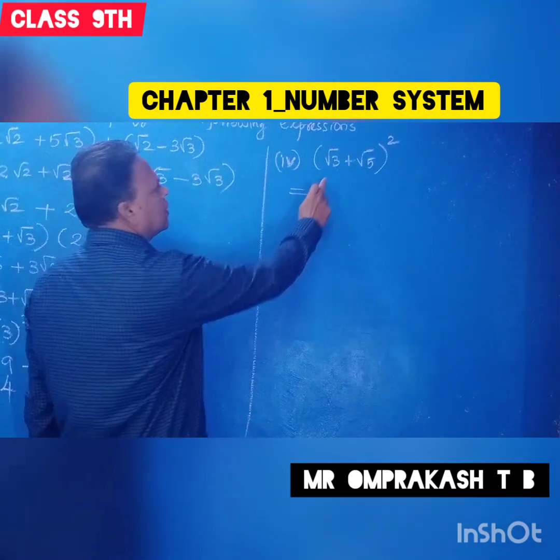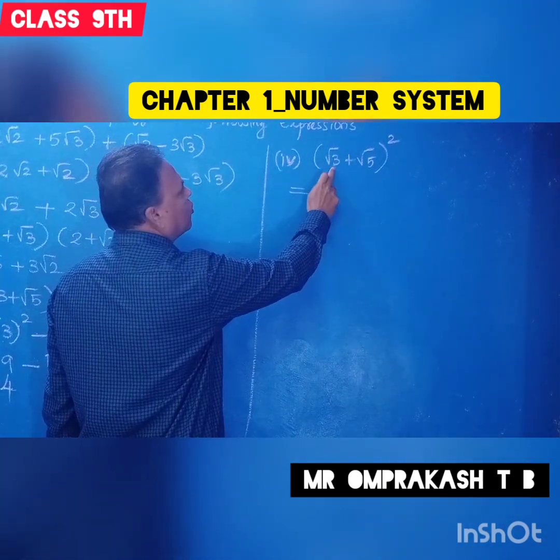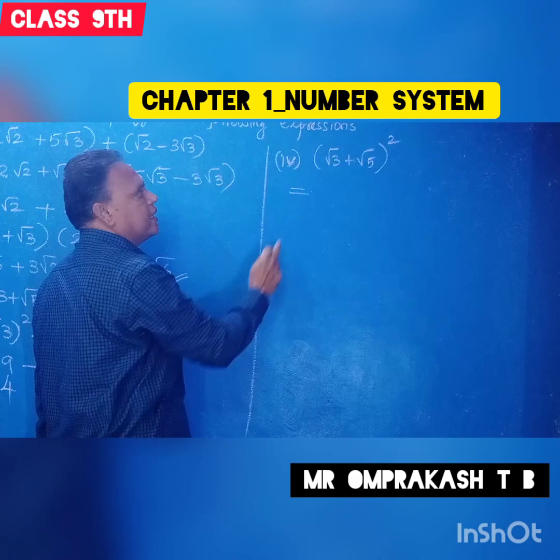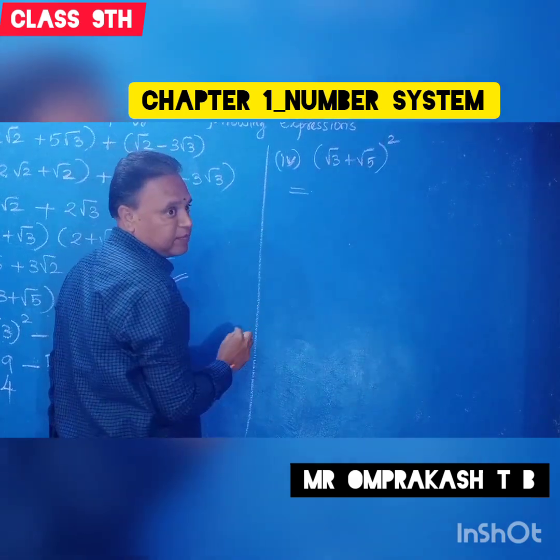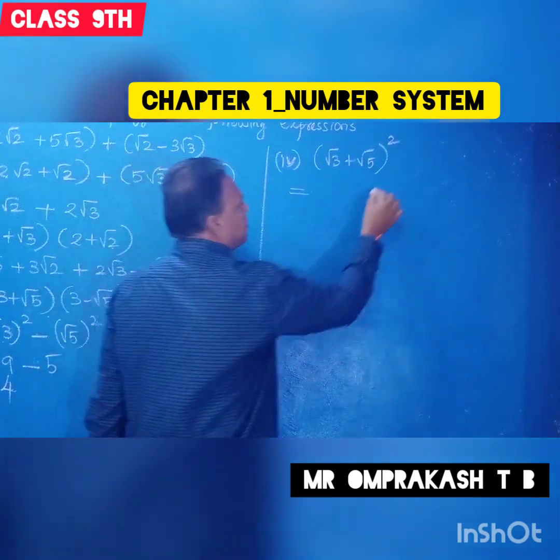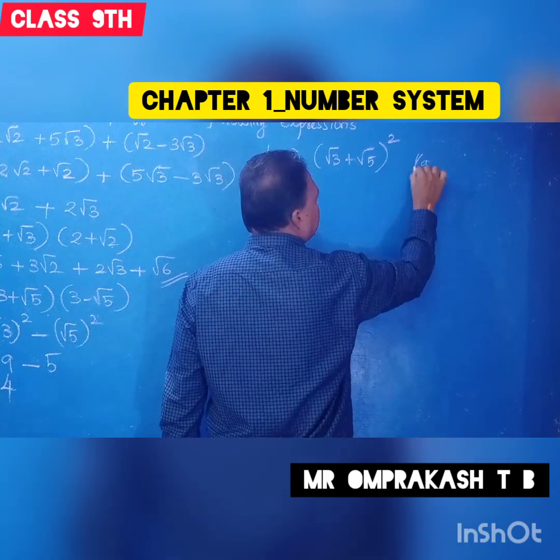So this is the next problem you see: root 3 plus root 5 whole square. This is in the (a plus b) whole square form. What is the (a plus b) whole square formula? In lower class you studied.